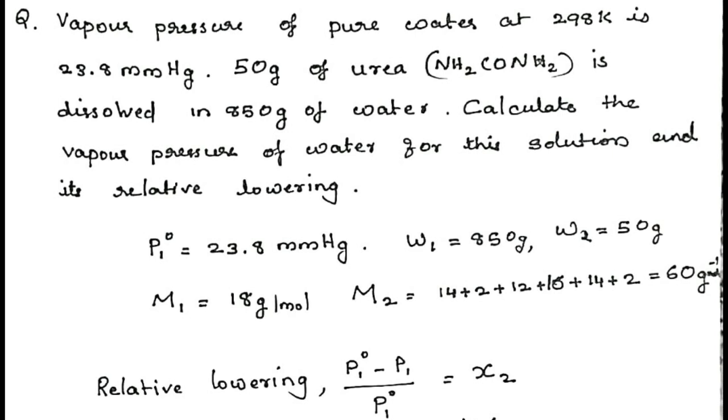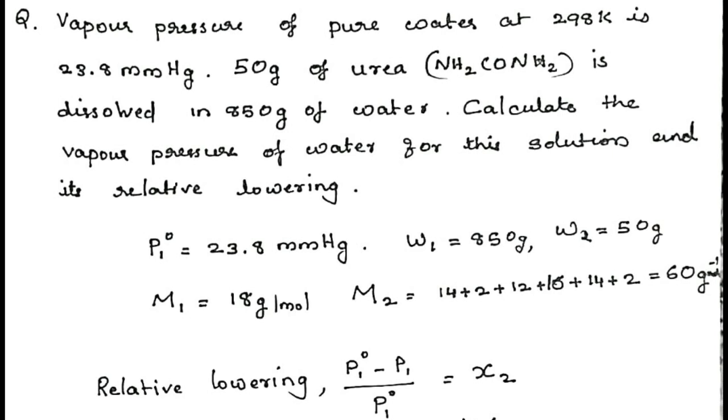And in a similar way we are going to find out M2 also, urea NH2CONH2. So molar mass can be calculated: nitrogen with 14 as the atomic mass, so 14 plus 2 hydrogens, 2 into 1, 2, plus carbon 12, oxygen 16, then nitrogen again 14 and 2 hydrogen 2. Adding all the atomic masses you are getting 60 gram per mole as the M2.